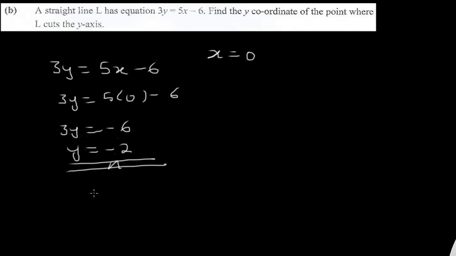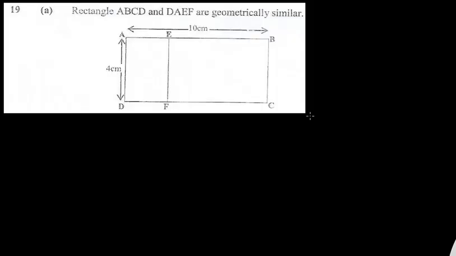So how we got the 2? Simply divided both sides by 3. And so the y coordinate is negative 2. And its full coordinates would be 0, negative 2. We can move on to the next question.